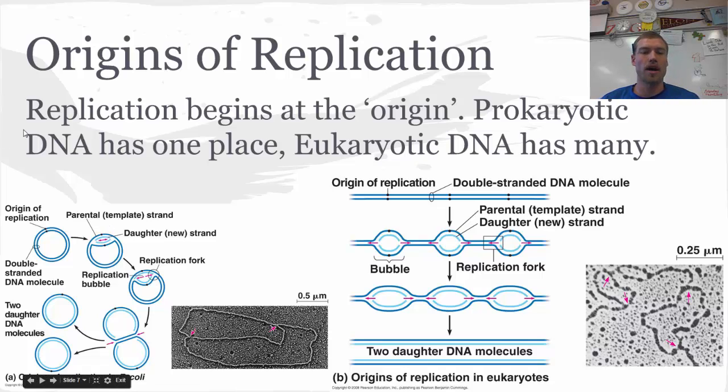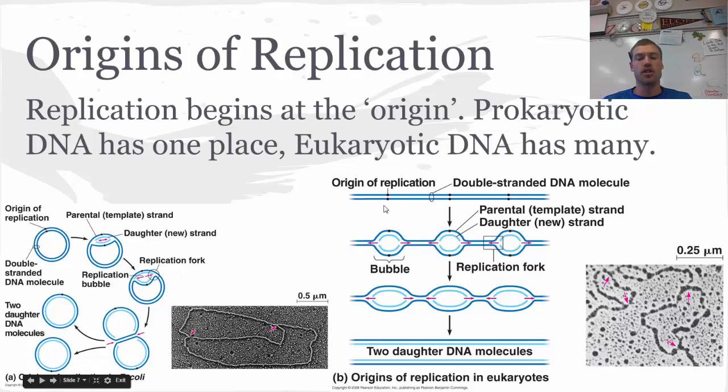Now, the question is, where does replication begin? Well, in prokaryotic DNA, which is circular, there is one place called the origin, and DNA replication begins at that point and then spreads out. If you look down here, you've got a circular piece of DNA. There is an origin, and from there the new daughter DNA is made, and it proceeds forward in both directions. You can see that in this picture. The origin was somewhere here in the middle, and it's replicating in both directions. We will eventually end up with two daughter DNA molecules.